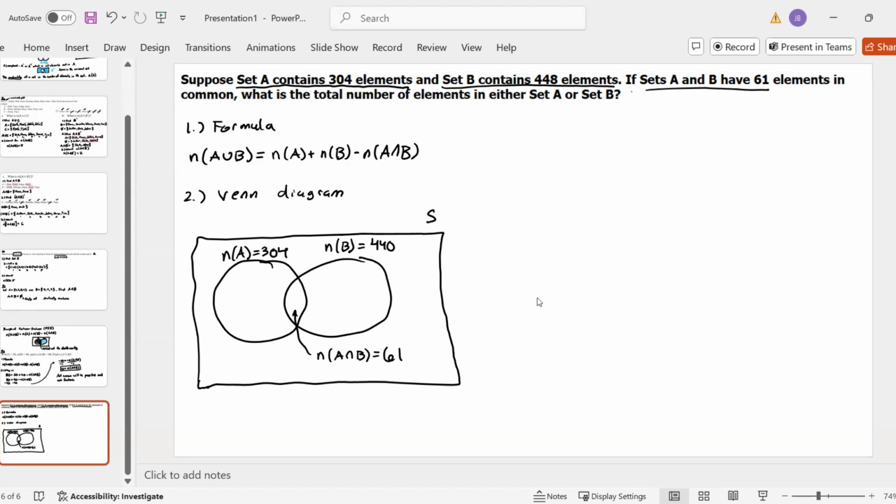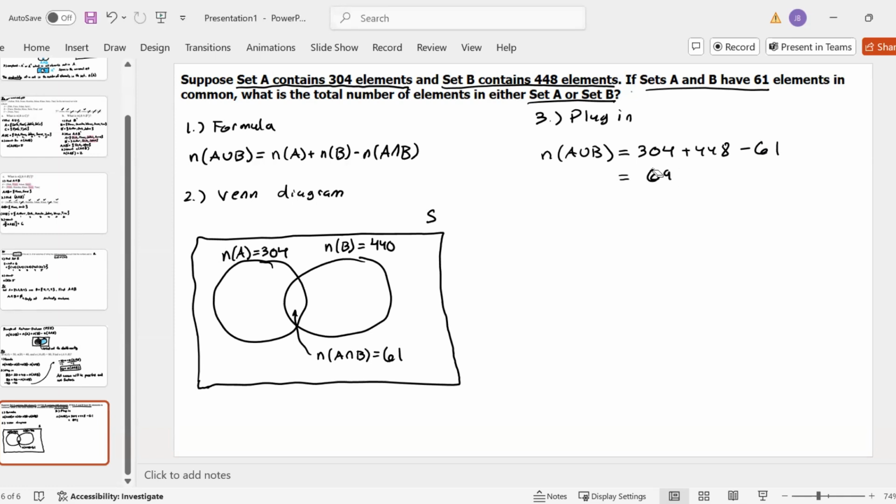Do you have to draw the Venn diagram? You actually don't. This is just helping you visualize what's going on, right? So this is A and this is B, and then that's the intersection. Actually, I'm not going to put it in there because that could be a little nuance. And then step three is to plug in, okay? So n of A or B, right? They say, what is the total number in A or B? And so we plug in 304 plus 448 minus 61. And if you plug that in correctly, you're going to get 691.